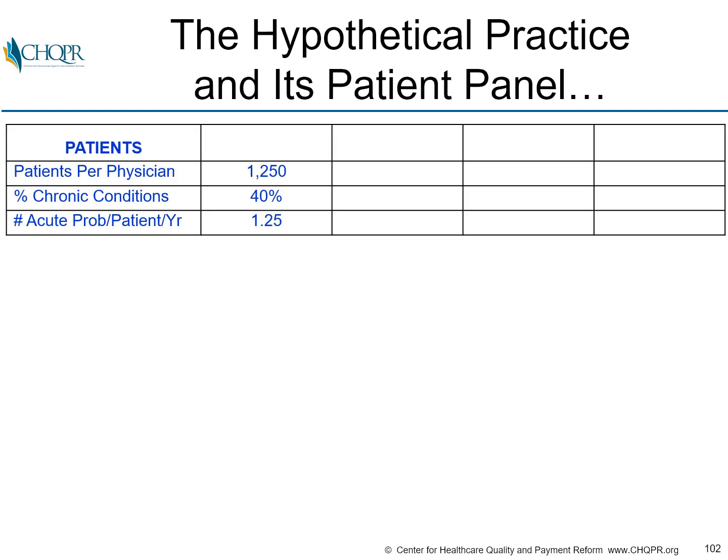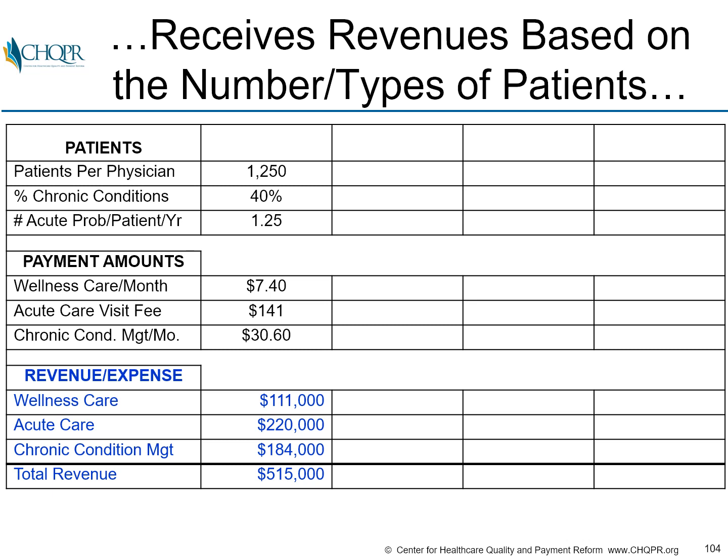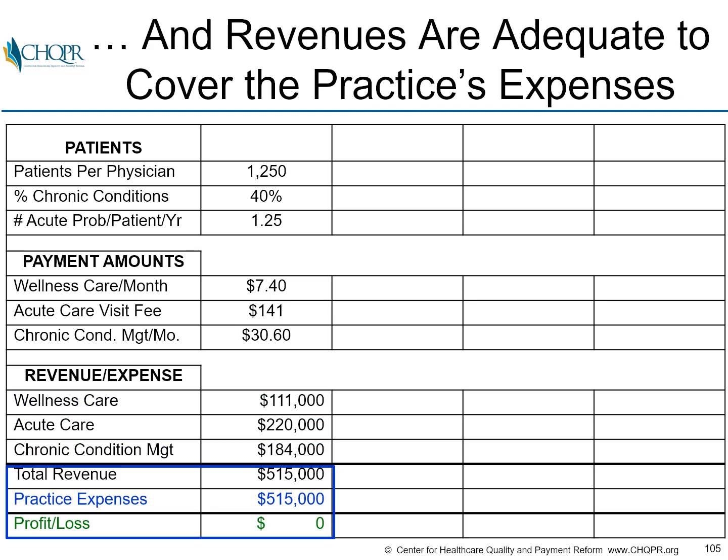For example, let's take the hypothetical primary care practice shown earlier with 1,250 patients. It is being paid with the patient-centered primary care payment amounts discussed earlier. Those payments generate the annual revenues discussed earlier, and the revenues are sufficient to cover the cost of operating the primary care practice, including the nurse, other staff, and a reasonable physician salary.